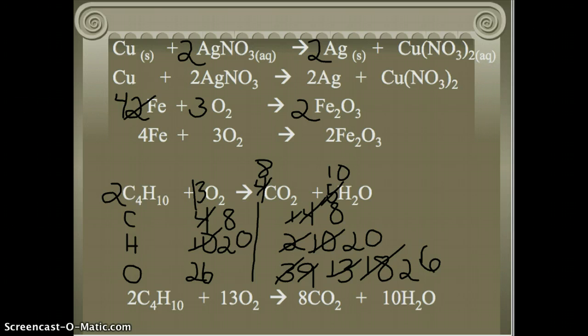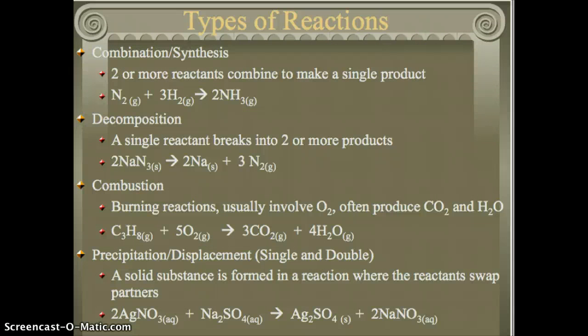So now, last but least, we are going to take a look at different types of reactions. And some of your questions in the homework are also going to ask you what type of reaction you have. So we're going to take a look at the different types. We have combination or synthesis. To combine or synthesize means to put together. So we have two or more reactants combining to make a single product. So here's an example. We have two things on the left, we get one thing on the right. Combination, to combine, to put together, to synthesize one thing.